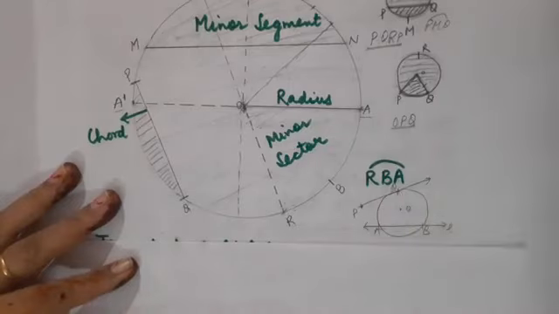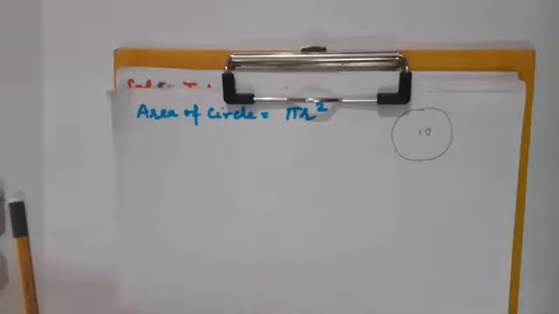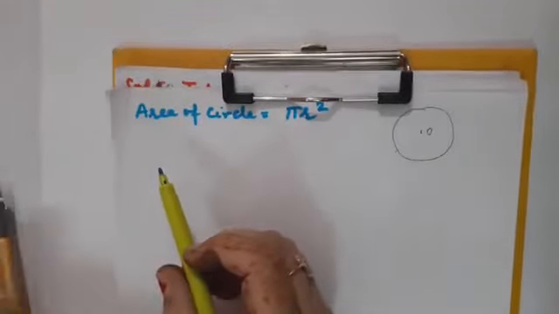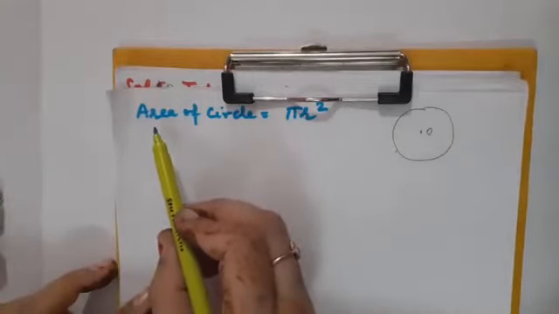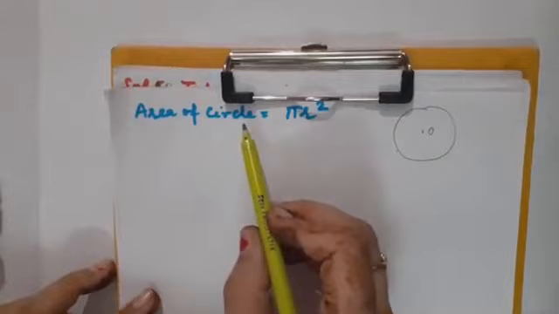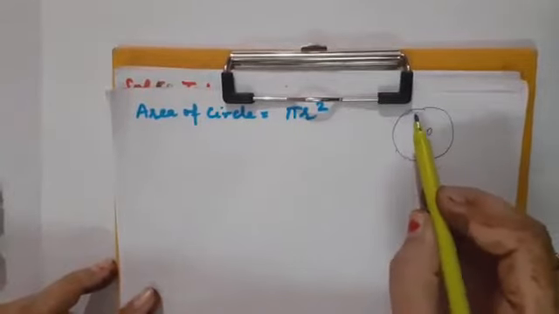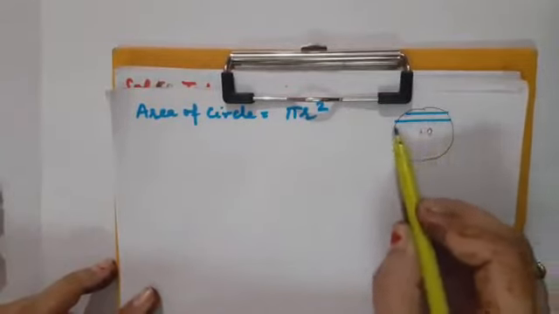Okay, now children, I am going to discuss the formulae which we are going to learn in this chapter. The very first formula is area of circle. Means I am going to calculate this complete region.